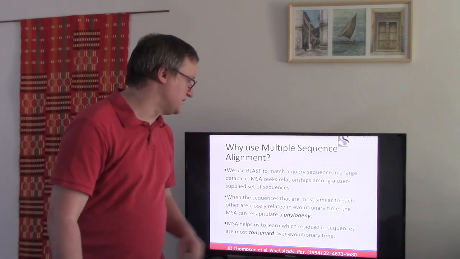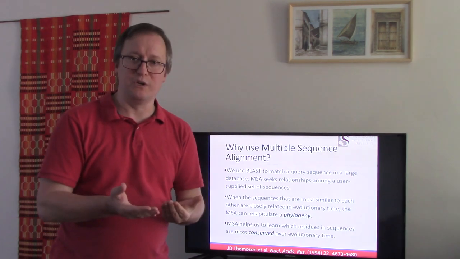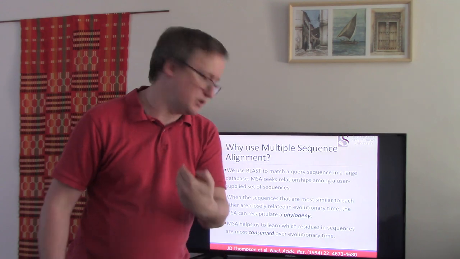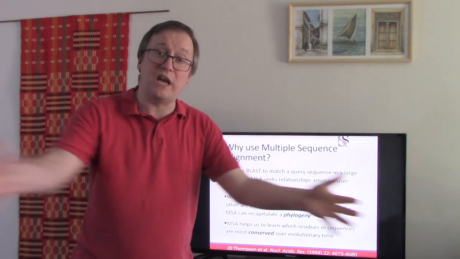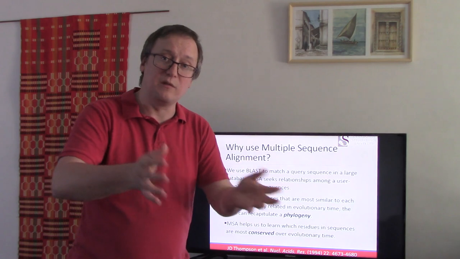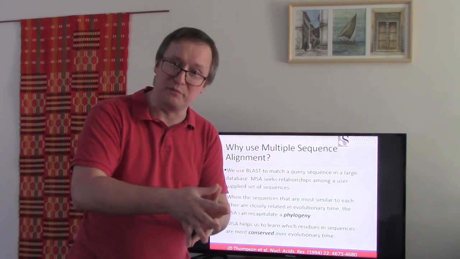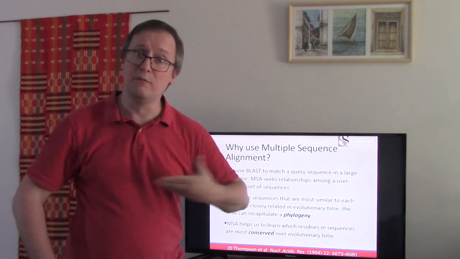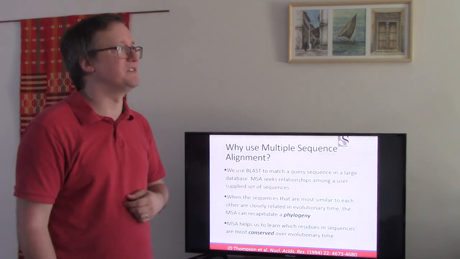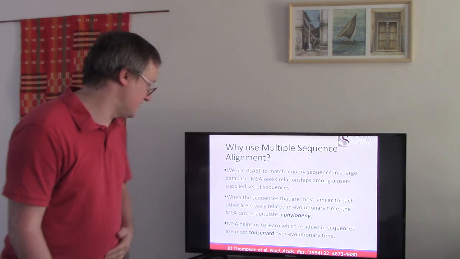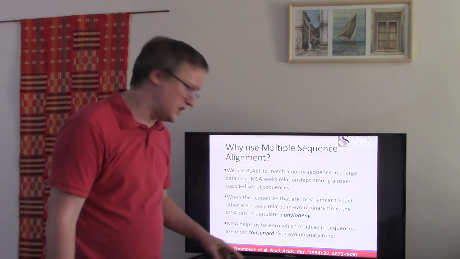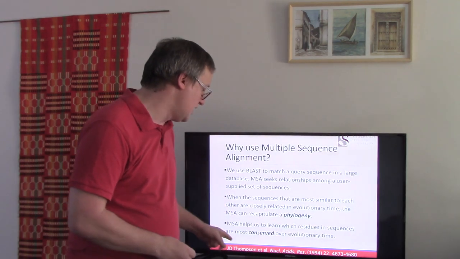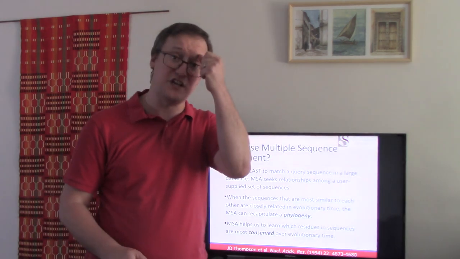So when these sequences are most similar to each other, we begin to say that the evolutionary relationship between them implies that these have shared evolutionary history, that the more closely they appear in the multiple sequence alignment, the greater their evolutionary similarity, or the more recent their most recent common ancestor. So multiple sequence alignment helps us to learn which of the amino acid residues in these sequences are most conserved over evolutionary time as well.